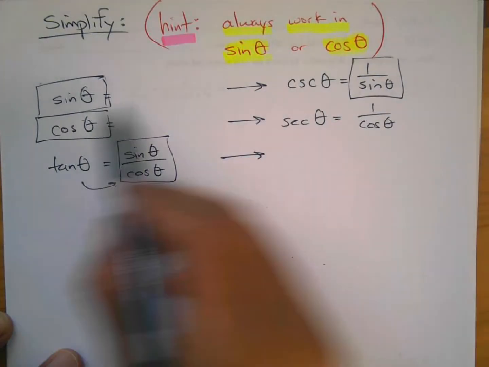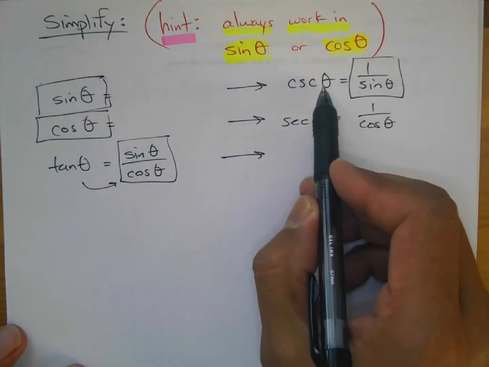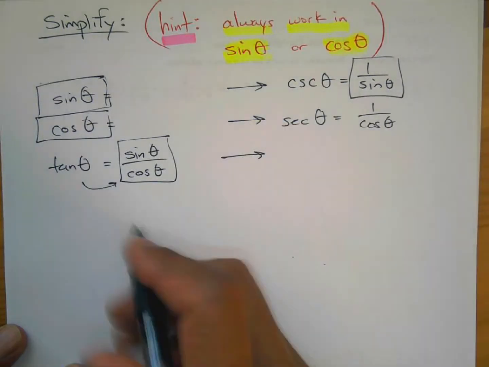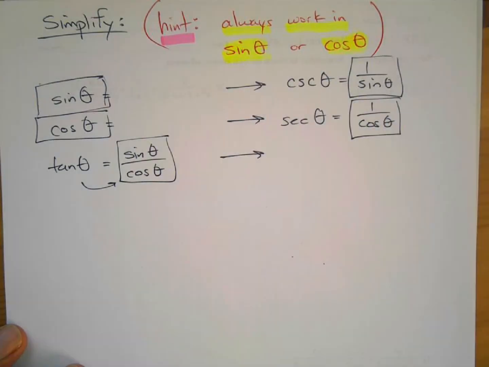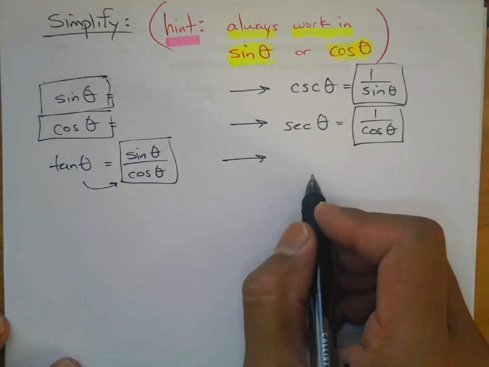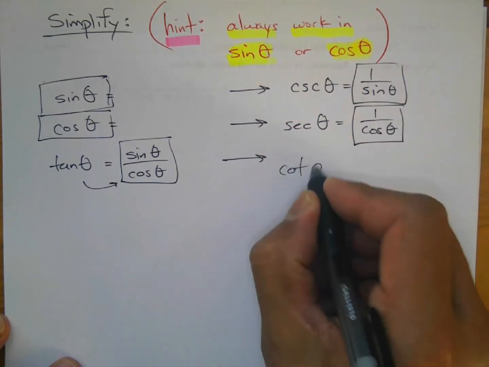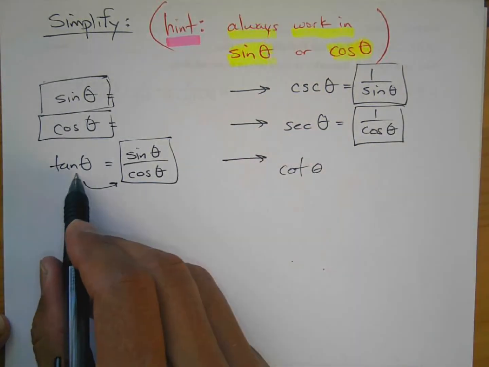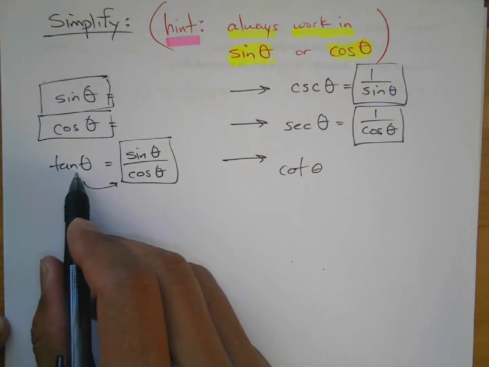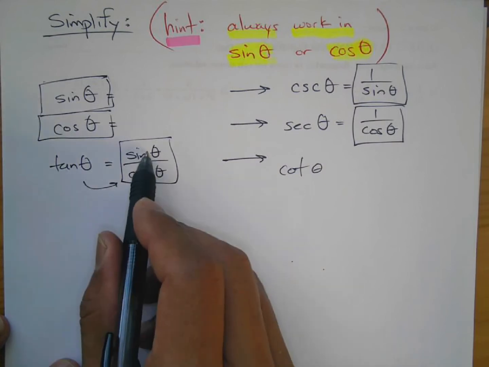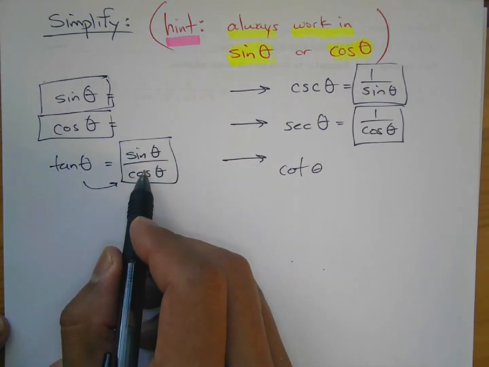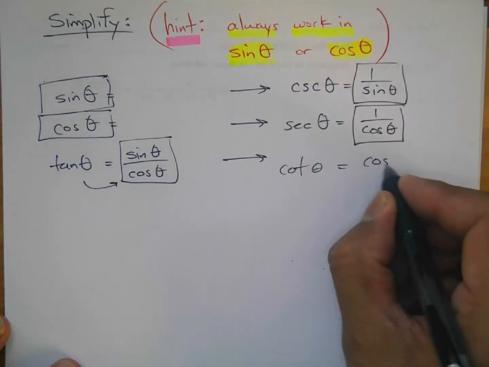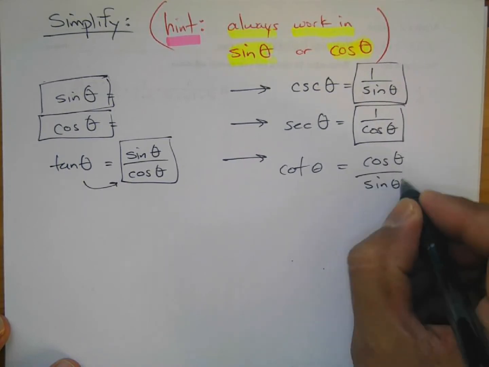And if you see a cosecant, the identity for cosecant is 1 over sine. Secant, you know cosine and secant go together, you're going to change it to 1 over cosine. How about cotangent? You're not going to put 1 over tangent. Remember, if tangent is sine over cosine, that means cotangent would be the reciprocal: cosine over sine.